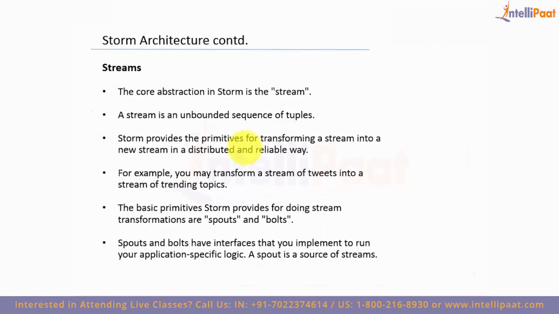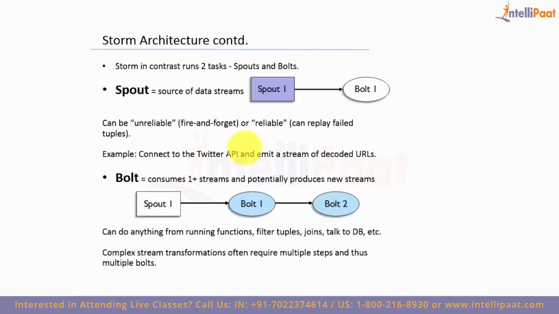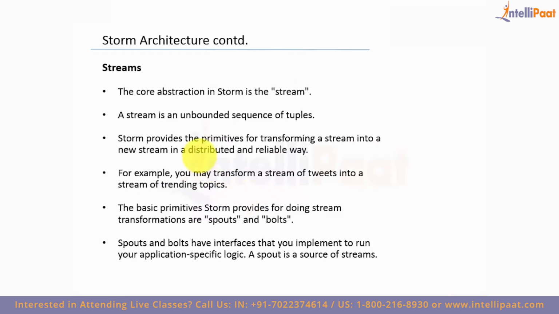We discussed that a bolt can consume one or more streams. If we talk about stream, this is the core abstraction in Storm. A stream is an unbounded sequence of tuples. When we say unbounded, it means there is no limitation to the data which is generated via a stream. I will reiterate the example of the Twitter API which we discussed a couple of minutes back.